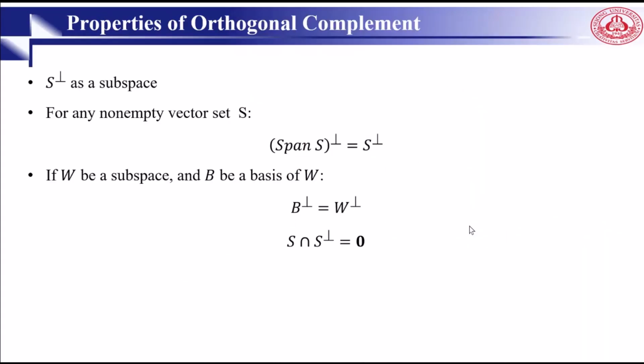Let's see some more properties of orthogonal complement. The first one is that S perp is a subspace. It always forms a subspace, whether S is a subspace or just a collection of vectors, closed under vector addition and scalar multiplication. For any non-empty vector set like S, the orthogonal set of the span of S is equal to the perpendicular of S. If W is a subspace with basis B, the orthogonal of B, B perp, is equal to W perp. And the intersection of S and its perpendicular set is always equal to the zero vector.